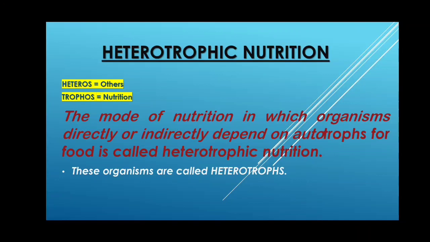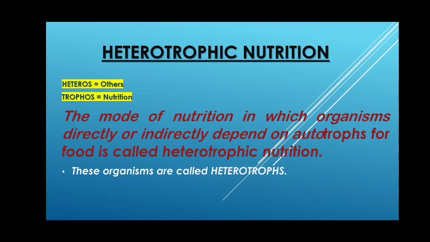Because the term hetero means others, while trophs means nutrition, this mode of nutrition is basically dependent on others. So heterotrophic nutrition simply means the way of nutrition in which an organism has to depend on others for its own food, directly or indirectly. We will discuss it further in other videos.